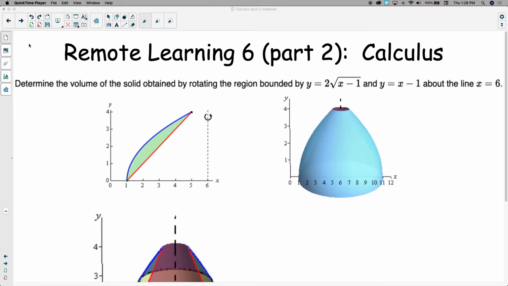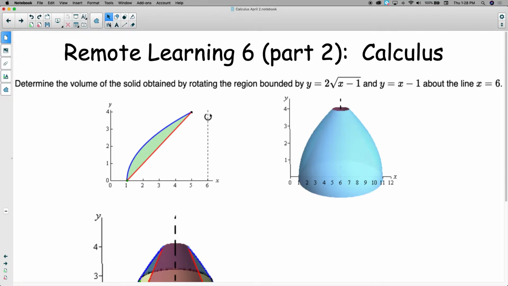Okay, so I'm going to jump right in here to Remote Learning 6 Part 2, and we are going to be determining the solid obtained from rotating a particular bounded region here in green, but this time it's going to be around a rather arbitrary axis rather than the x or y axis themselves. Okay, so this is going to be revolved around the vertical line x equals 6, and the bounded region is a result of taking a look at this square root function and this line.